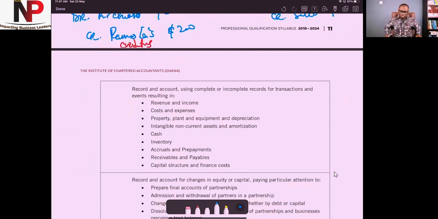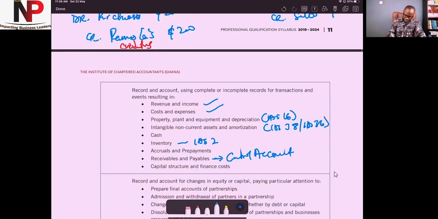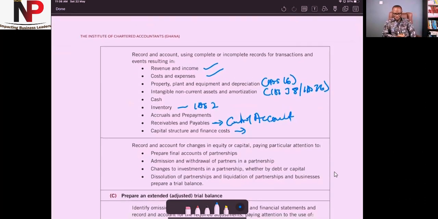Then we will spend some time to look at recognition of revenue and income, recognition of cost and expenses, property, plant, and equipment. That is about IAS 16. We're going to be spending some time to look at that. Then intangible assets and amortization. That is IAS 38 and IAS 36. Impairment of assets. We're going to be spending some time to look at that. Cash, how we account for it. Inventory, IAS 2. Trade receivables, trade payables. This is where we're going to be looking at the control account and how to prepare the control account, reconciliation of the control account, capital structure and finance costs. We're going to be dealing with all of those things in that case.